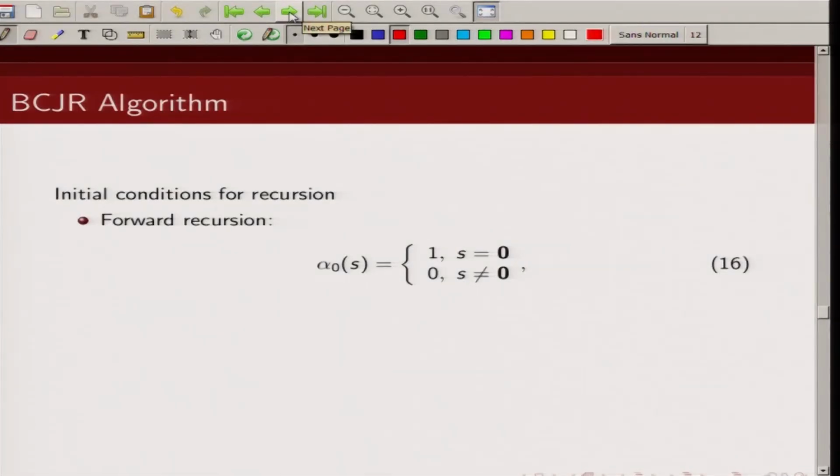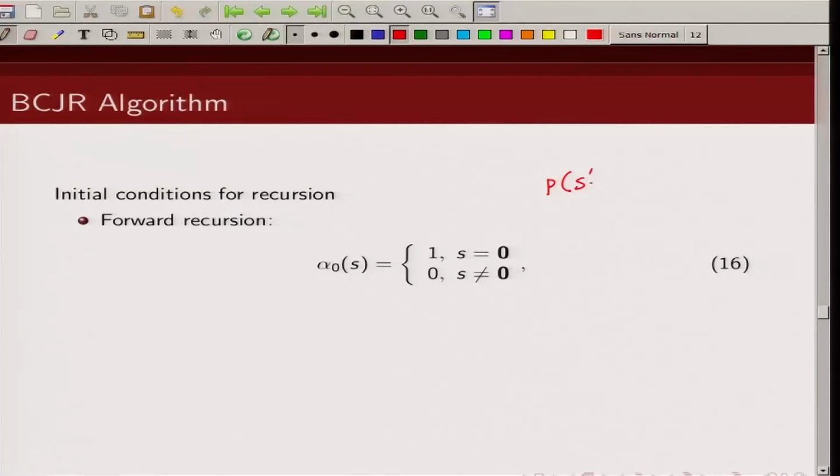I have already specified that the joint probability that we computed is basically a product of three terms: alpha, beta and gamma. Now alpha and beta can be computed in a recursive fashion. Usually our encoder is in the all 0 state to start off with, and that is why we assume that alpha at time 0 is 1 for state 0 and 0 for all other states.